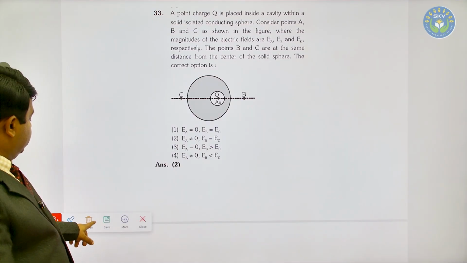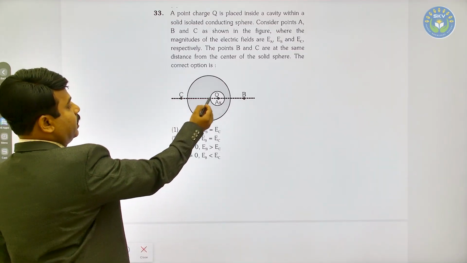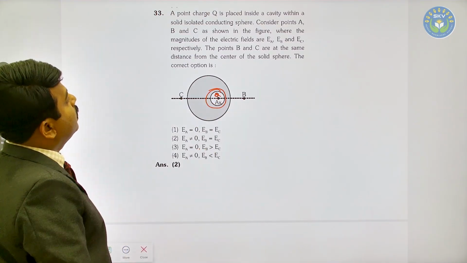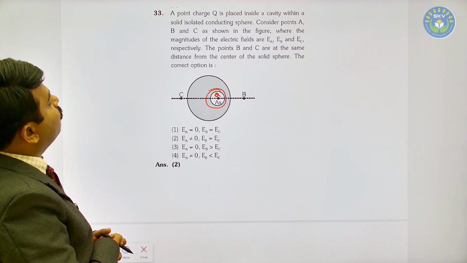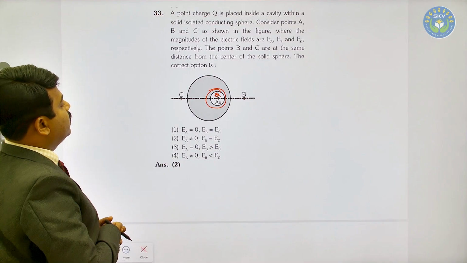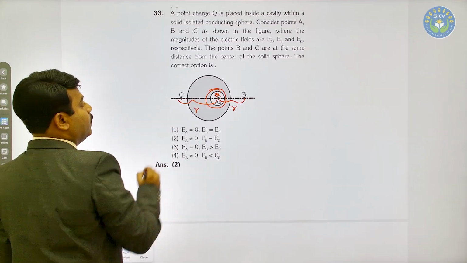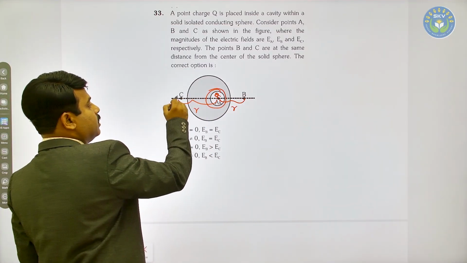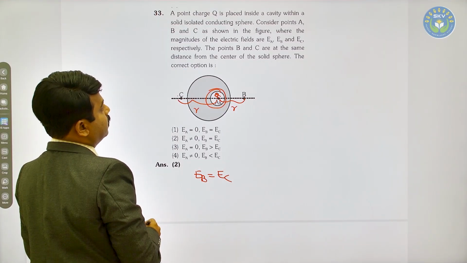Next question is, a point charge q is placed inside a cavity. Here there is a cavity, and one charge q is placed, right? Consider the points A, B, C shown in the figure, where the magnitudes of the electric field are EA, EB, EC respectively. Points B and C are at the same distance from the charge, so the electric field at B and the electric field at C are equal, right? We can say.